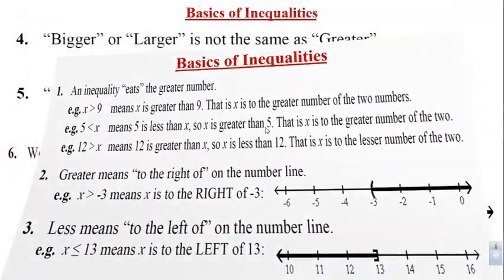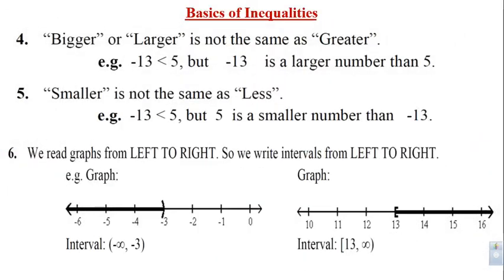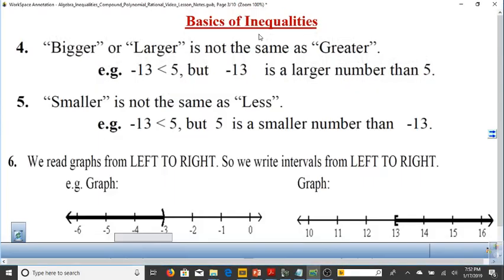Another couple of things I need to point out here. Bigger or larger are not the same as greater. Larger just means further away from zero, bigger in quantity. Greater means a position to the right or above. Larger means further away or more in quantity. So -13 is less than 5, but -13 is a larger number than 5 because if you take the absolute value of -13, you get a larger number than 5.